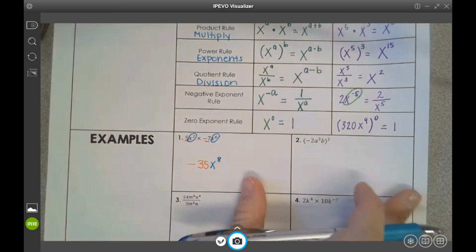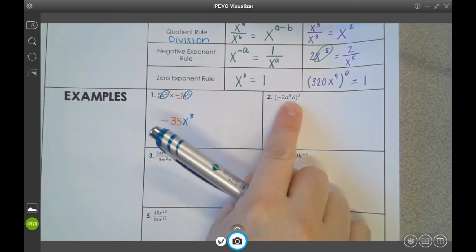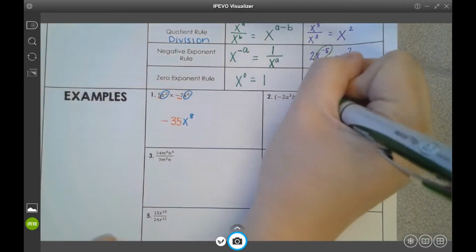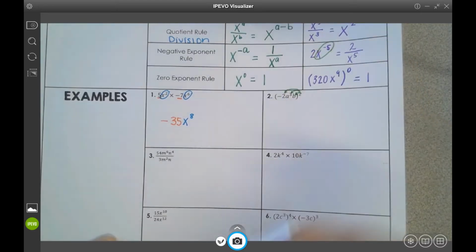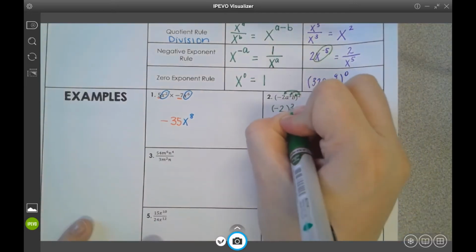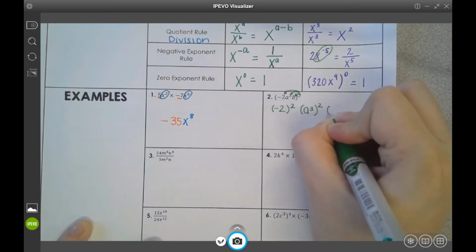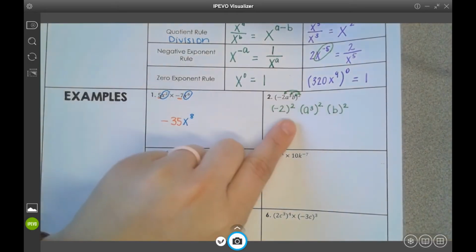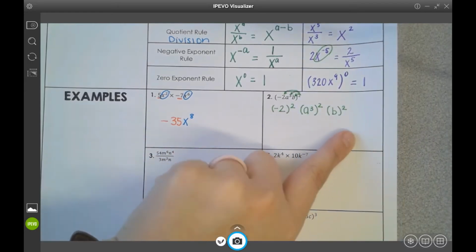All right, number 2. We have some things here in parentheses, and that's being squared. We apply the square to everything inside the parentheses. So we would do like negative 2 squared, a cubed squared, b squared. So I'm applying that squared to everything in the parentheses.